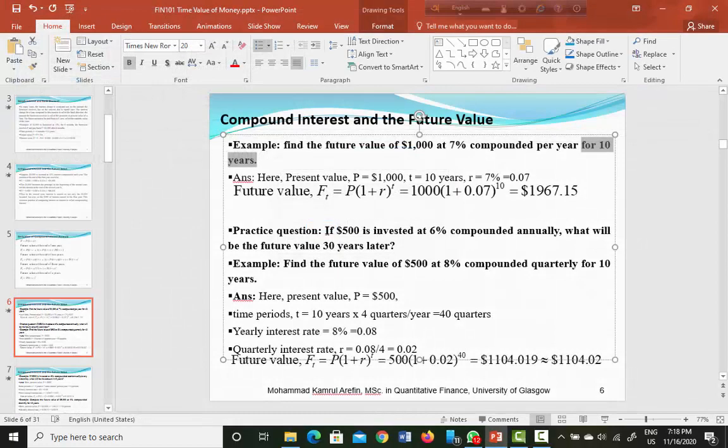Right. So practice question, let us do this one. The question is saying, if $500 is invested at 6% compounded annually, what will be the future value after 30 years? If you invest $500 today, this is the present value. We need to find out the future value. The period of investment is 30 years.